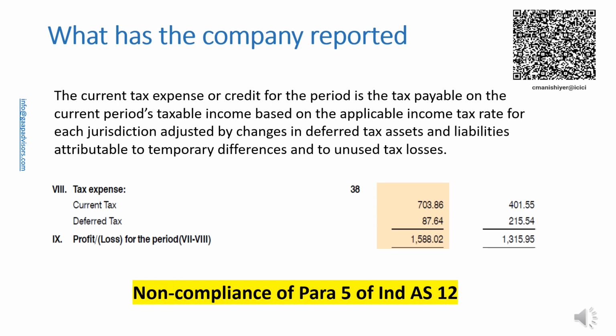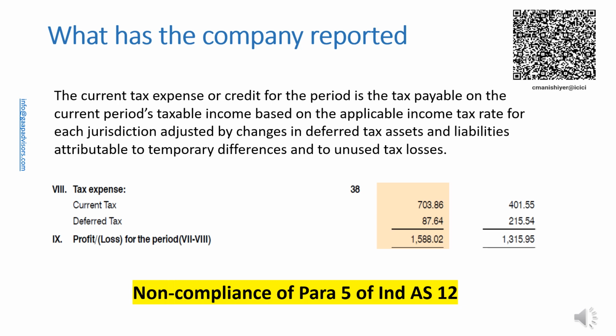Para 5 of Ind AS 12 defines tax expense or tax income as the aggregate of current tax and deferred tax. Current tax is the amount of income taxes payable or recoverable in respect of tax profit or tax loss for the period. Thus, current tax is not adjusted by changes in deferred tax assets and liabilities as reported by the company. For changes in deferred tax assets and liabilities, deferred tax is adjusted. Accordingly, the policy is not in accordance with Ind AS 12.